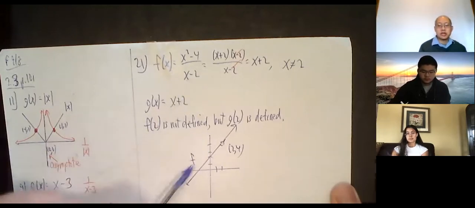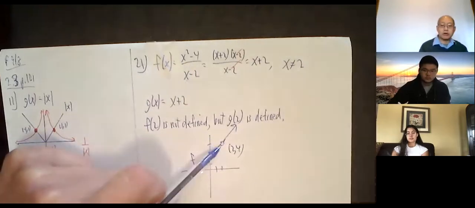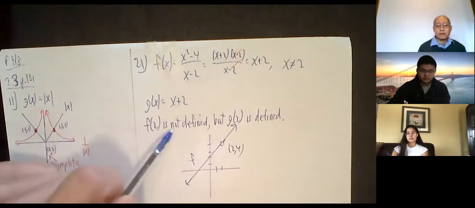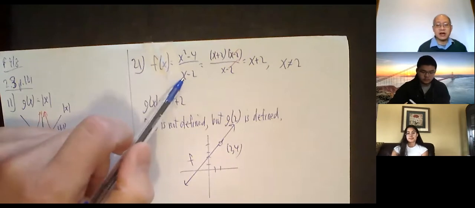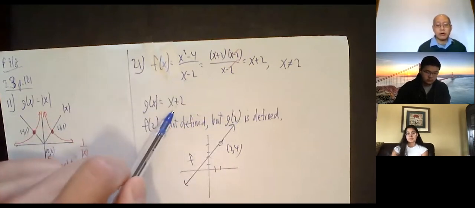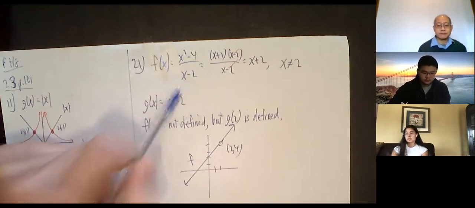So the graph of g would be the whole line. The graph of f is the line, except I punch a hole. It's like I puncture the tire there. I just throw out 2, 4. So the difference between the functions is f of 2 is not defined, but g of 2 is defined. When you plug in 2 here, you get 4. When you plug in 2 there, it's not allowed because you're not allowed to divide by 0.